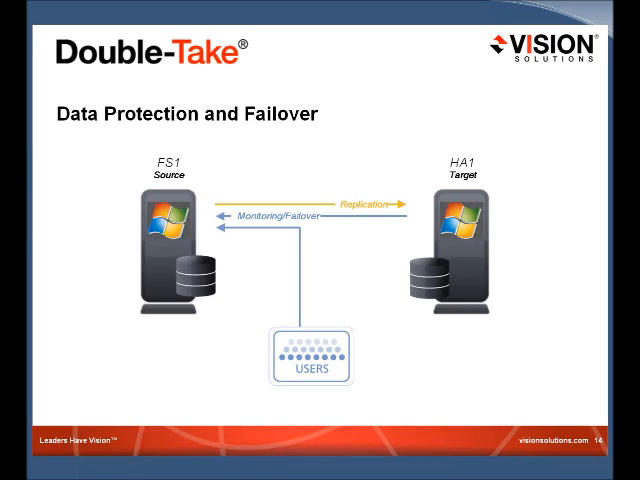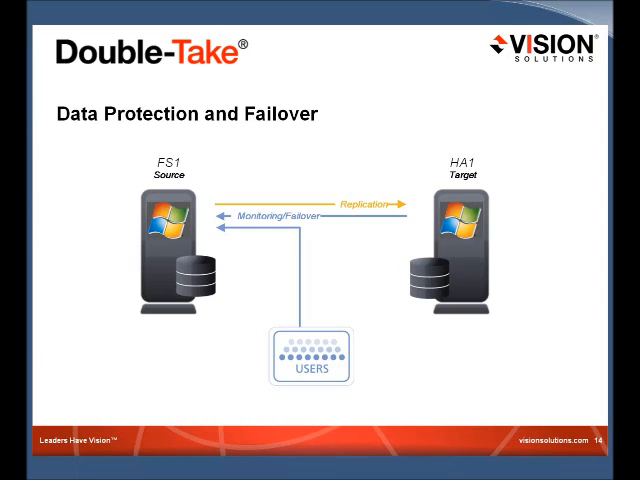With data protection and failover, that yellow arrow is going to represent, again, that Double-Take replication that we talked about at the very beginning. And the blue monitoring and failover arrow represents the failover monitor that the target's running to check the source server's health and make sure that everything's working. In this example, we just have a basic file server with file shares. Users are connecting up to their file shares, accessing their data, uploading files, downloading files, etc.